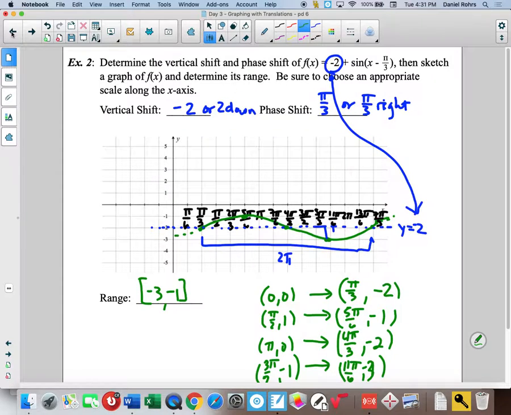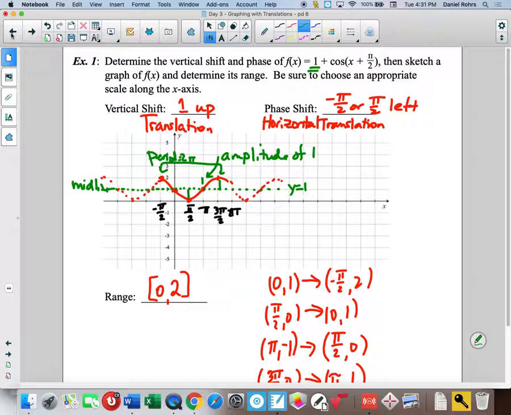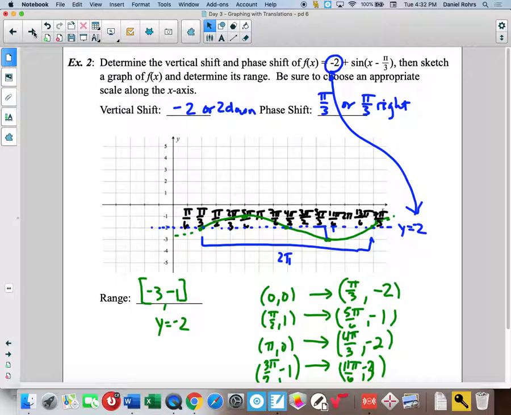With these sinusoidal graphs, if you look halfway in between these two numbers, you should see that midline, and you should also see the vertical shift. If you go back over here, halfway in between these is y equals 1, and that should match your midline, and that should match also your vertical shift. So I just want to point that out as we continue on.